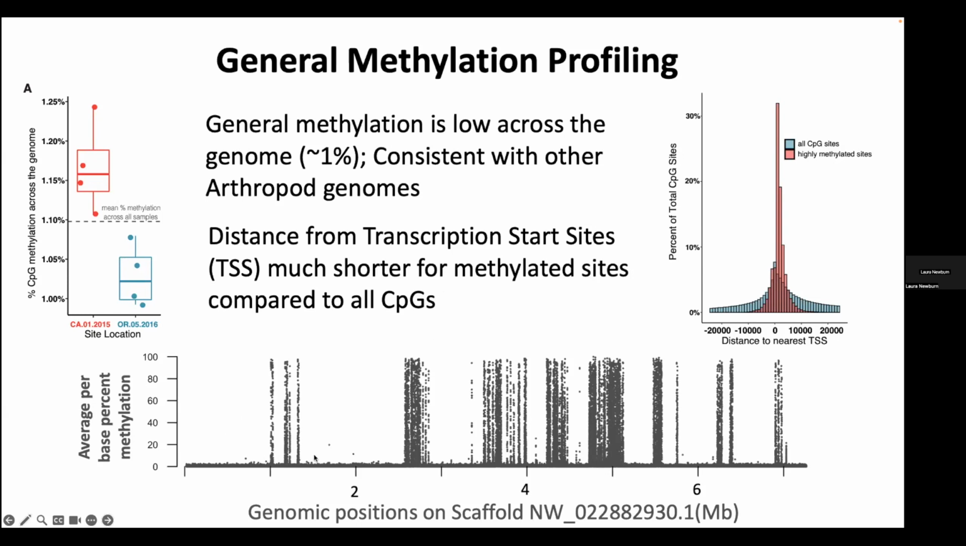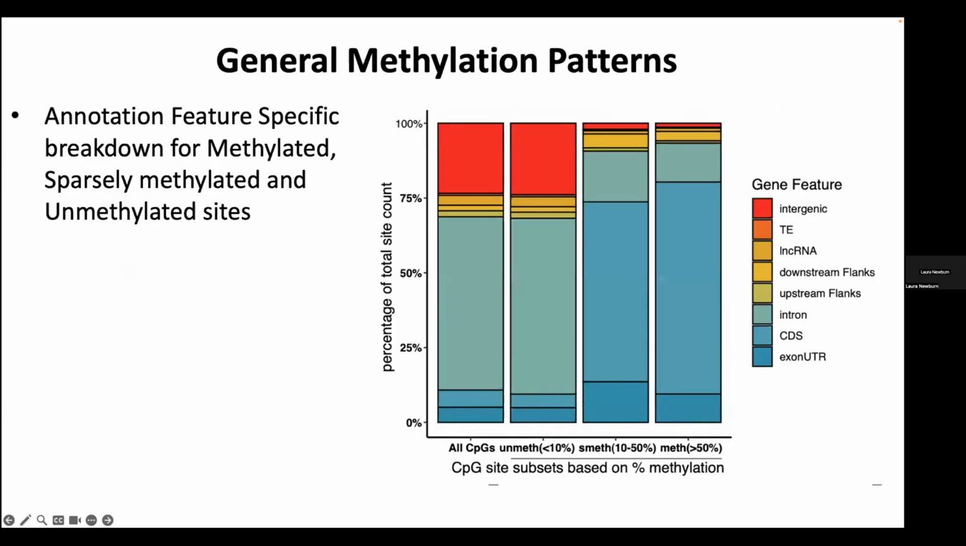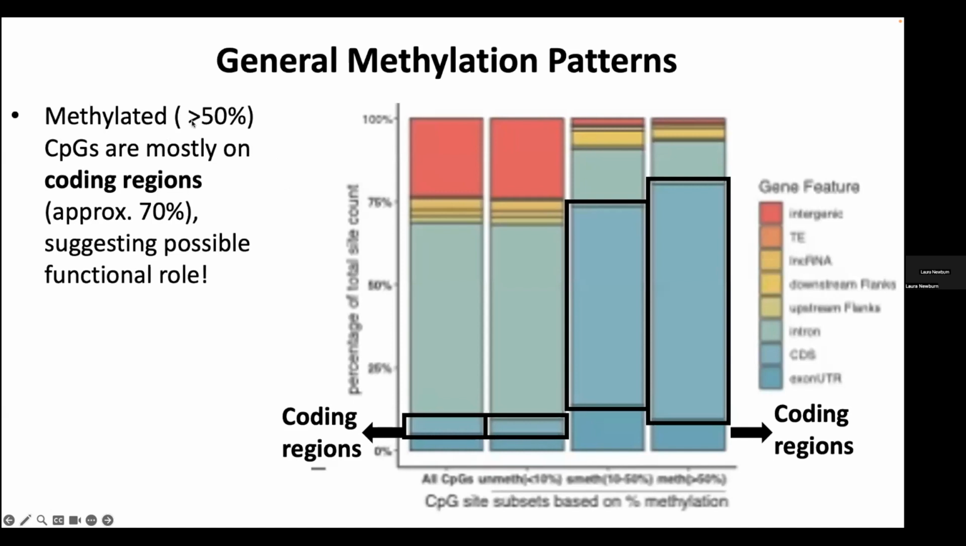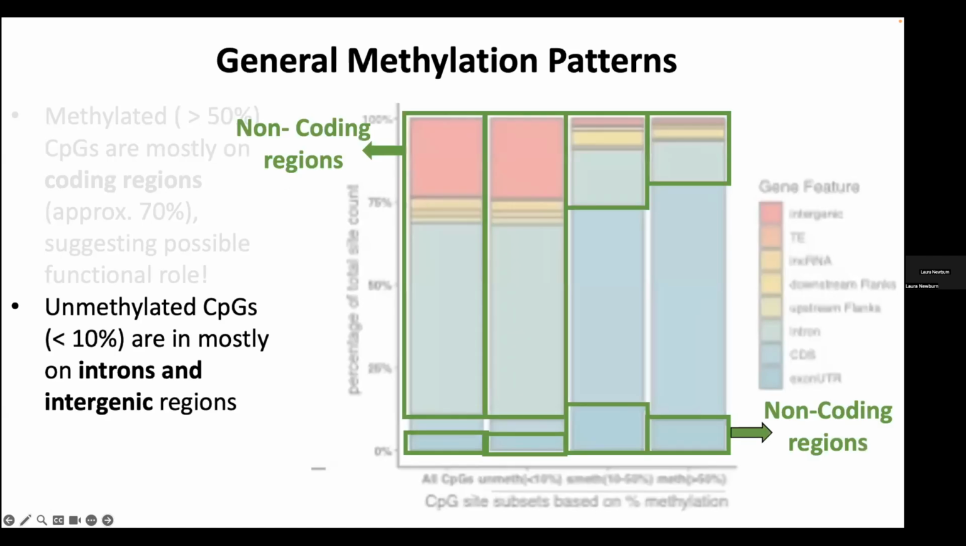Here I have given you a random plot of one of the chromosomes, where you can see a lot of peaks. We wanted to look a little more into why they are clustered. When we annotated them for methylated, sparsely methylated and unmethylated sites, it tells a very cool story. The methylated sites, which have more than 50% methylation, are mostly in the coding regions. This is interesting because it suggests a potential functional role for those sites. And the unmethylated CpGs are mostly in the introns and intergenic regions.